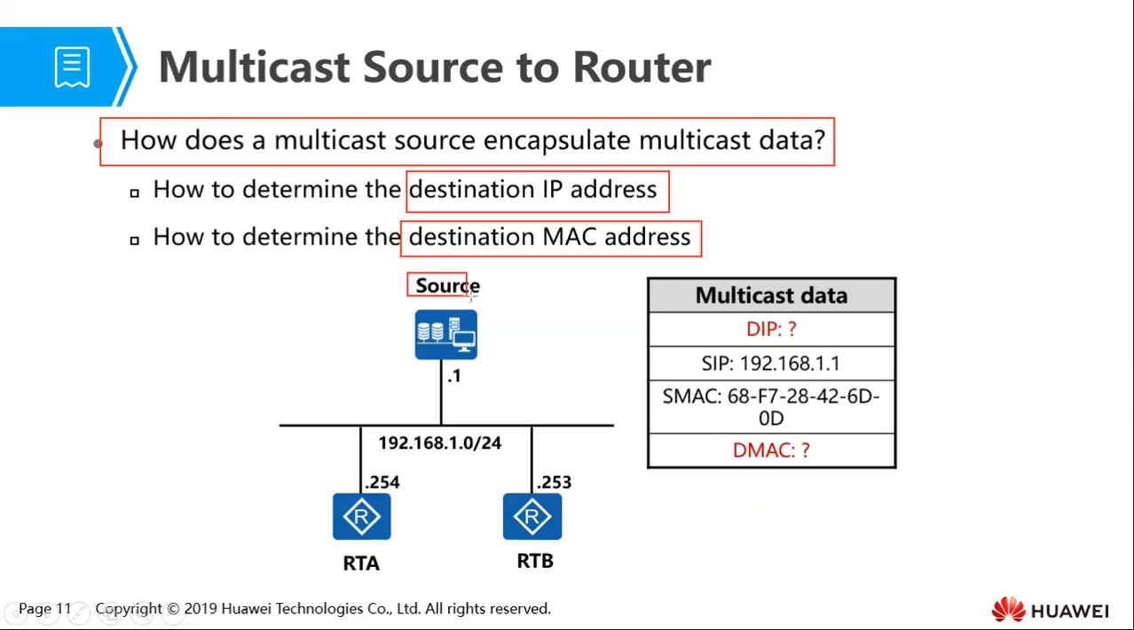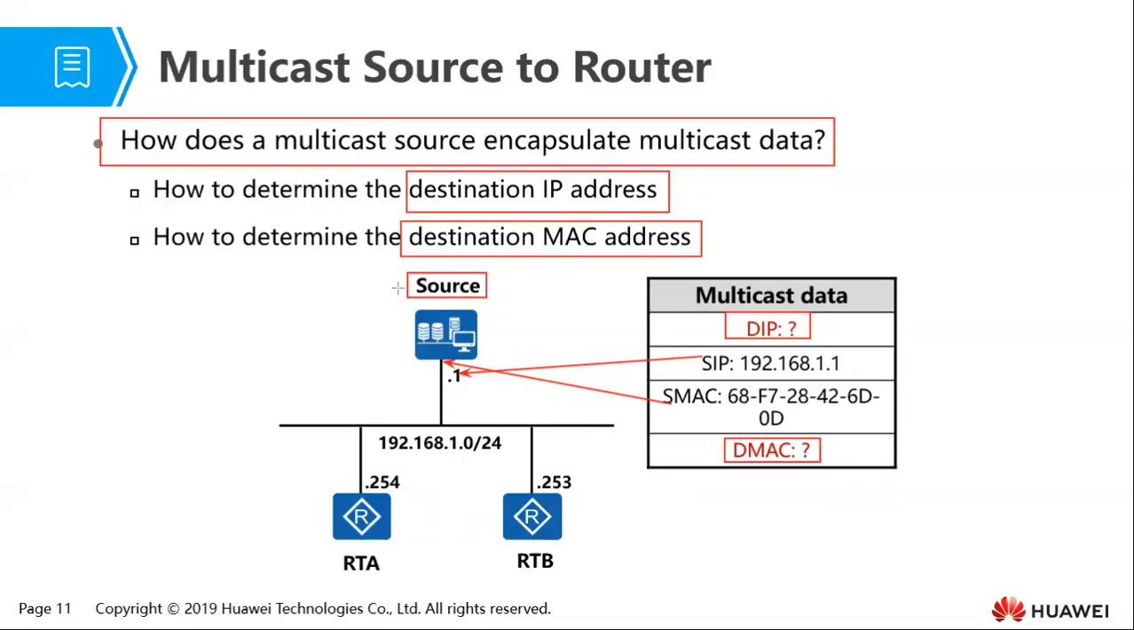So how does the source, when it's generating the multicast data and wants to send it to the gateway, encapsulate it? In particular, we are interested in what will be the destination IP address of the multicast data, and what will be the destination MAC address of the data? Because the source IP address is simply the IP address of the source, and the source MAC address is the MAC address of that particular interface on the source. But what of the destination?